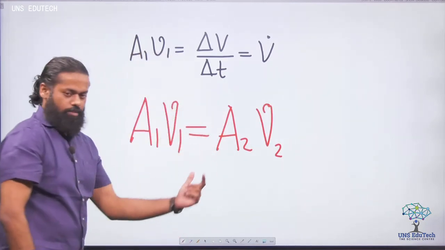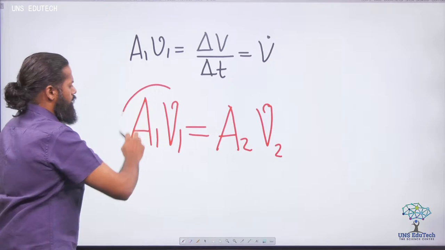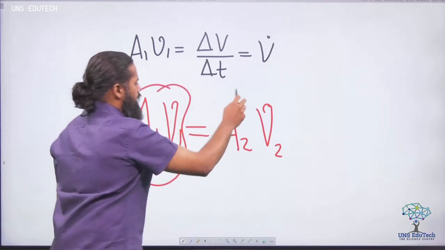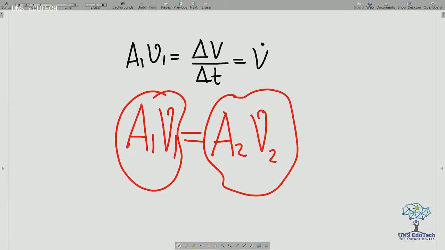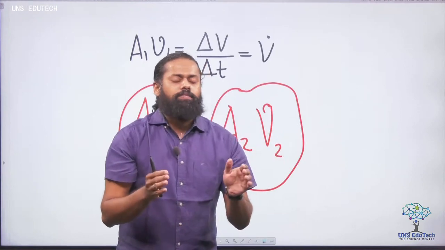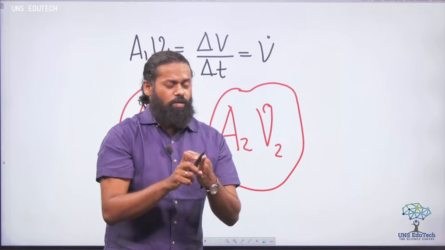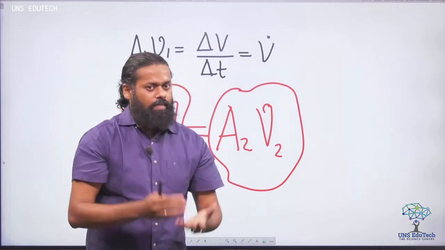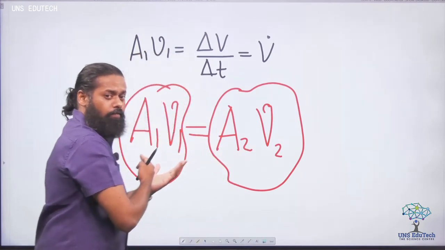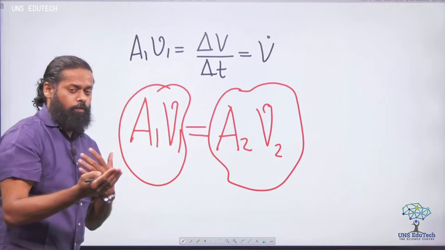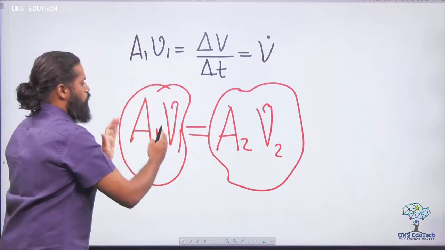Now, the volume flow rate at inlet will be equal to the volume flow rate at outlet. Basically, we are considering two different sections. When you consider two different sections in a flow, if it is an ideal flow, that means incompressible, no viscosity, irrotational, and steady, then the volume flow rate will not change with respect to location. So this quantity will be a constant.